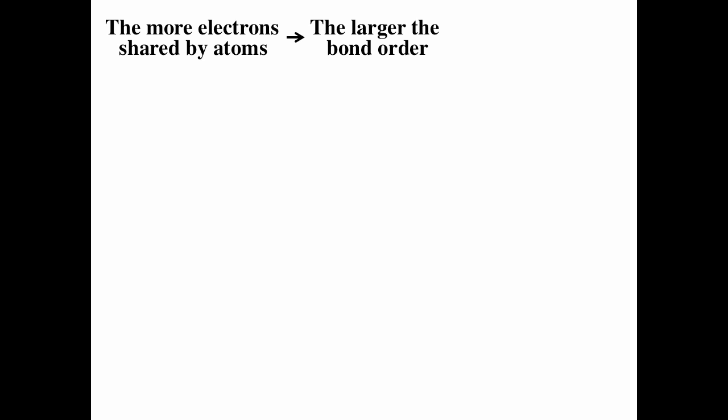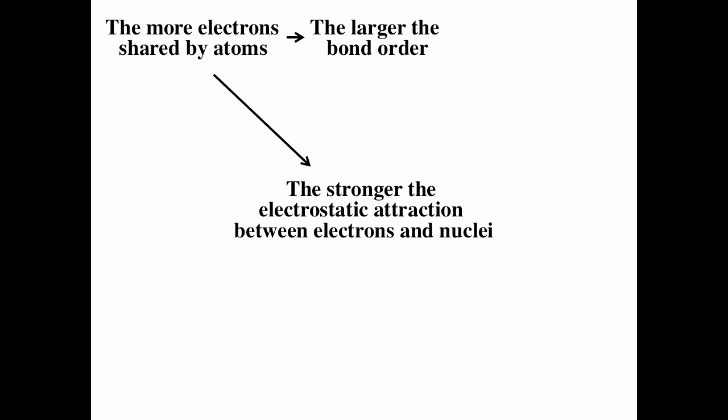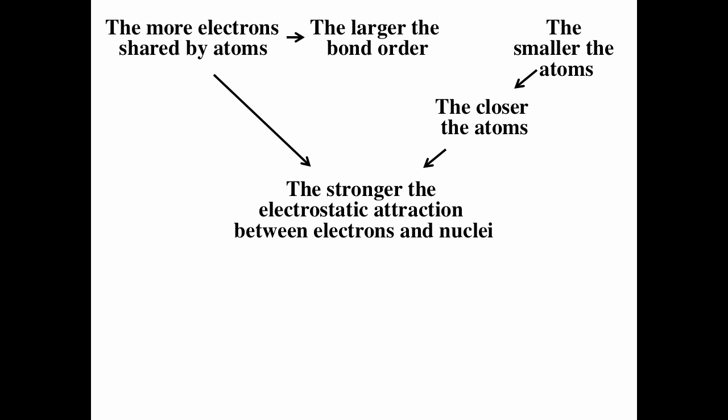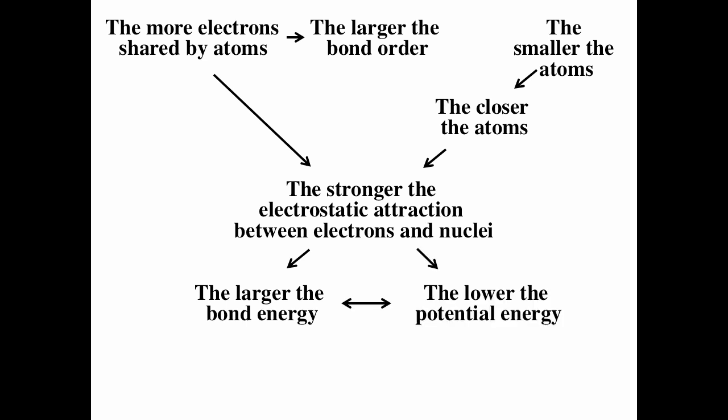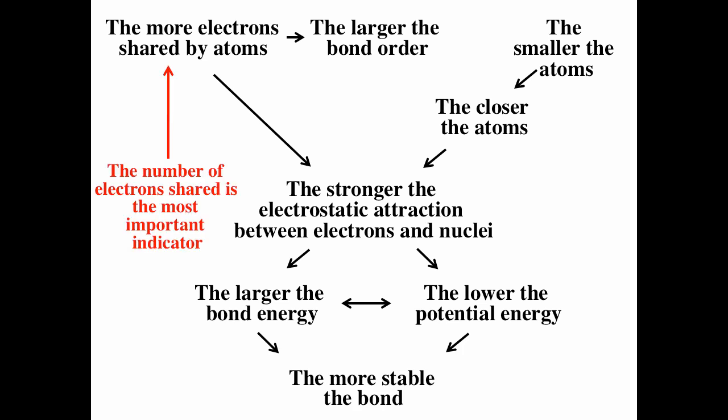Again, bond order is just the number of pairs of electrons being shared. More electrons being shared, the stronger the electrostatic attraction between the electrons and nuclei. The smaller the atoms, the closer the atoms, the stronger the attraction. The stronger the attraction between the electrons and nuclei, the larger the bond energy. The lower the potential energy of the bond, the more stable the bond. And again, the number of electrons being shared is the most important factor.